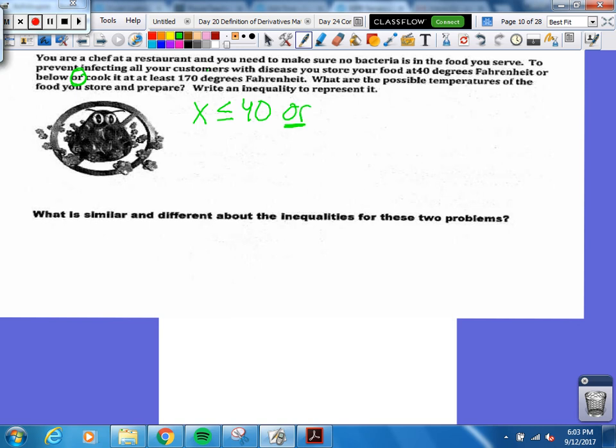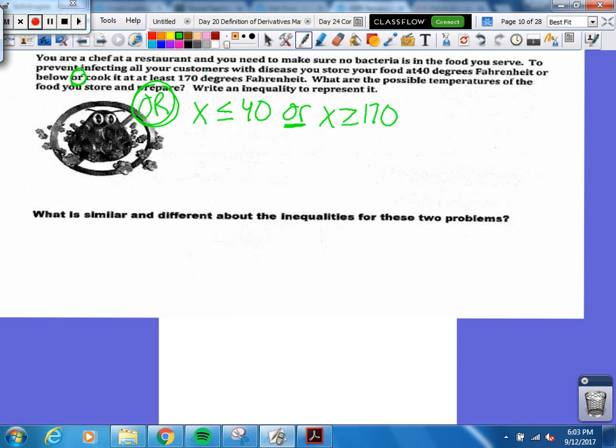Or, keyword, this is an or. Let's mark it. This is an or compound inequality. This is the second kind. We have an and and we have an or. Or, you have to cook the food at 170 degrees or higher. Okay, so here's a compound inequality.